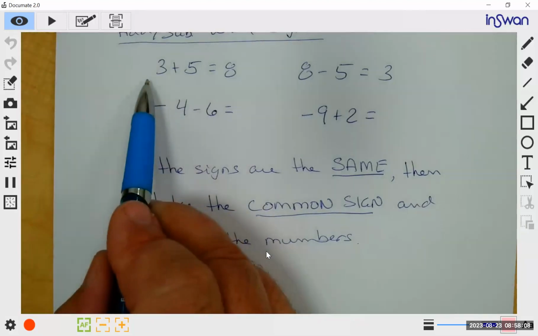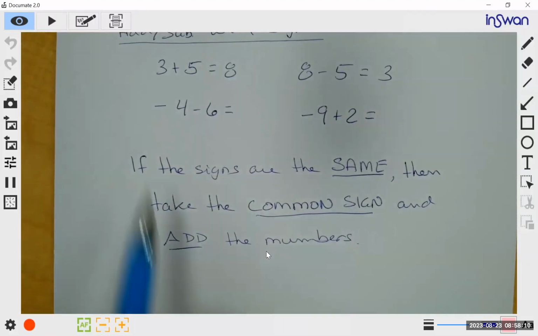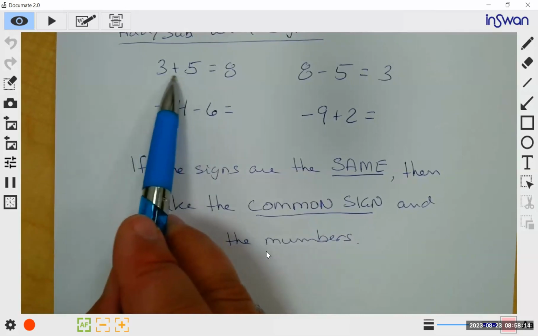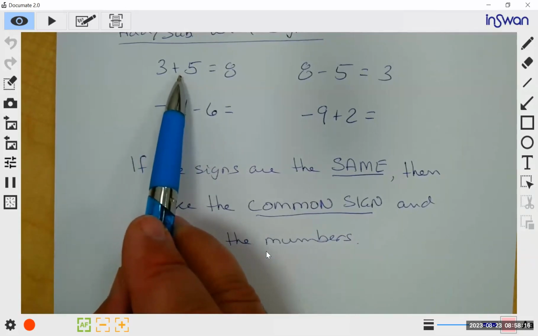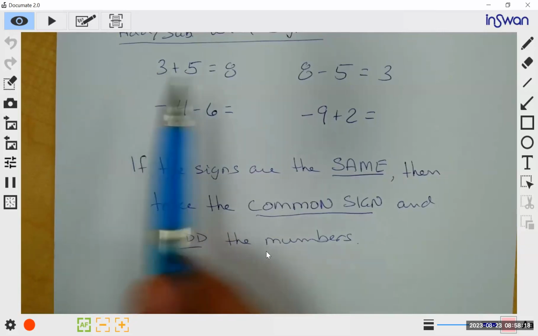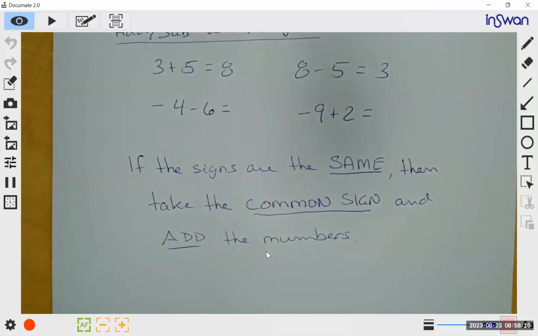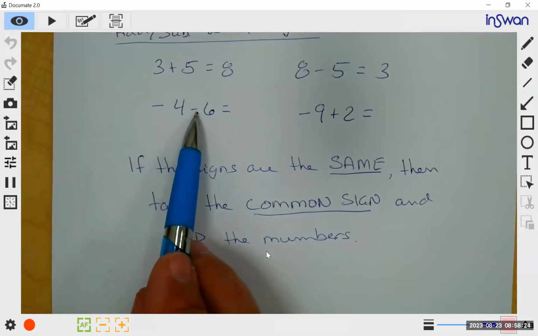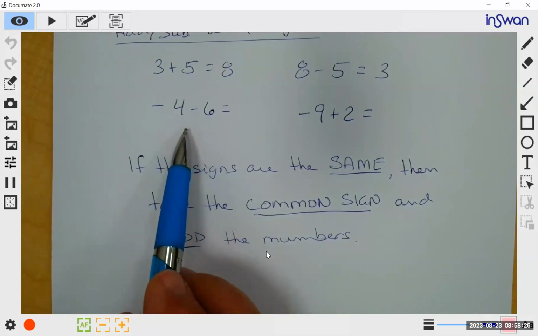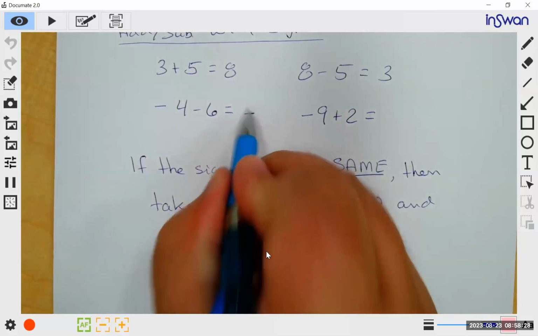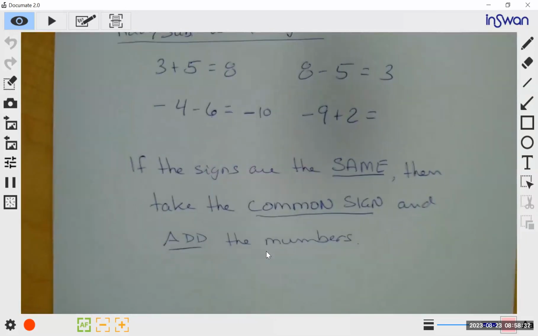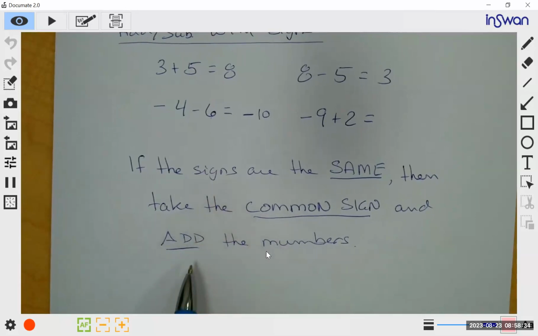Subconsciously, you did that already in 3 plus 5. Is 3 positive or negative? Positive. Is 5 positive or negative? They're both positives. So the answer is going to be positive. So we just add the numbers. We do the same thing with this one. They're both negatives. So the answer is going to be what? Negative. 6 plus 4 is 10. So if the signs are the same, take the common sign and add the numbers.